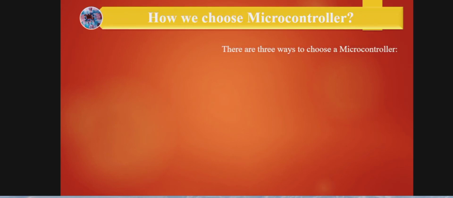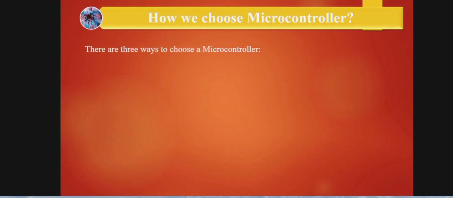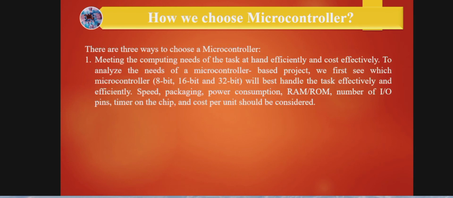How we choose microcontroller? There are three ways to choose a microcontroller. First one is meeting the computing needs of the task at hand efficiently and cost effectively. To analyze the needs of a microcontroller based project, we first see which microcontroller will best handle the task effectively and efficiently. Speed, packaging, power consumption, RAM or ROM, number of input-output pins, timer on the chip, and cost per unit should be considered.